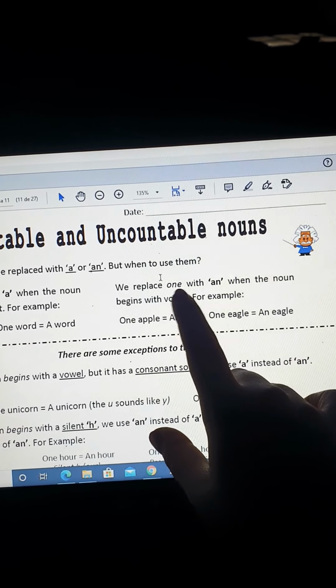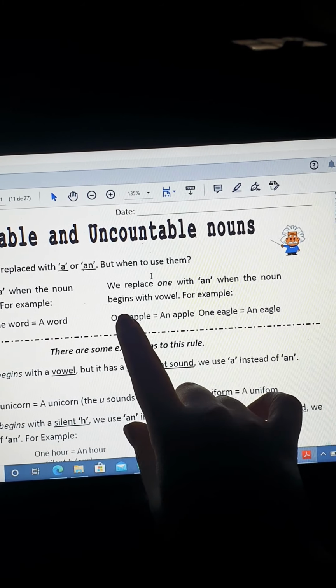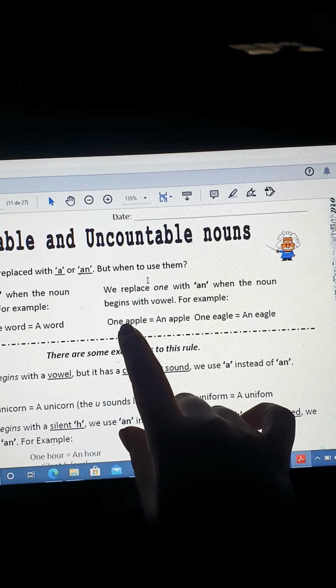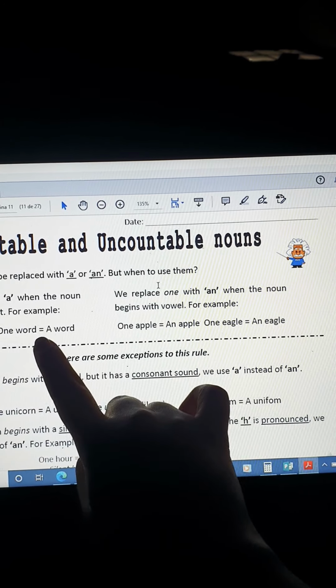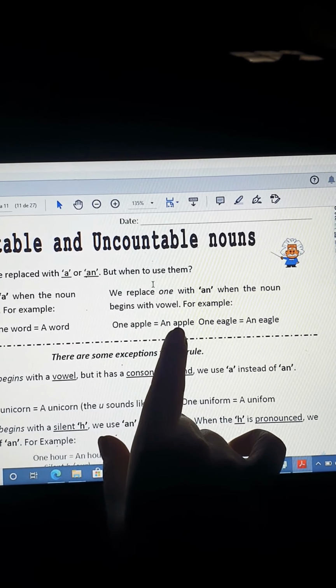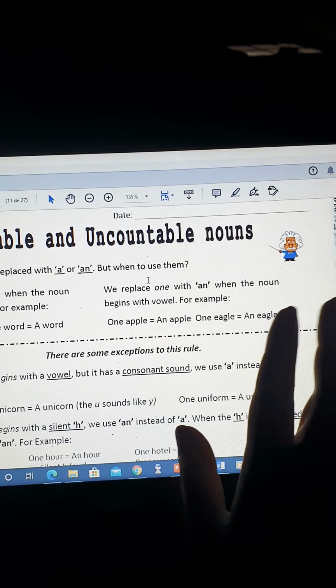We replace one with an when the noun begins with a vowel. For example, apple. One apple turns into an apple, not a apple, an apple. One eagle equals an eagle, okay? So far so good. So we use a when the word begins with a consonant and an if the word begins with a vowel. Remember the vowels, A, E, I, O, U, okay?